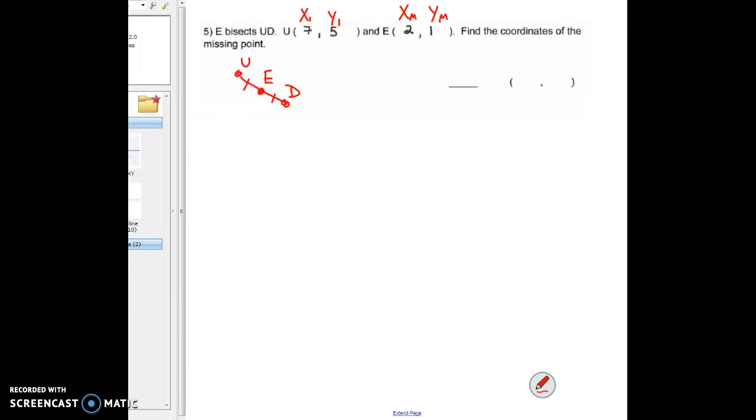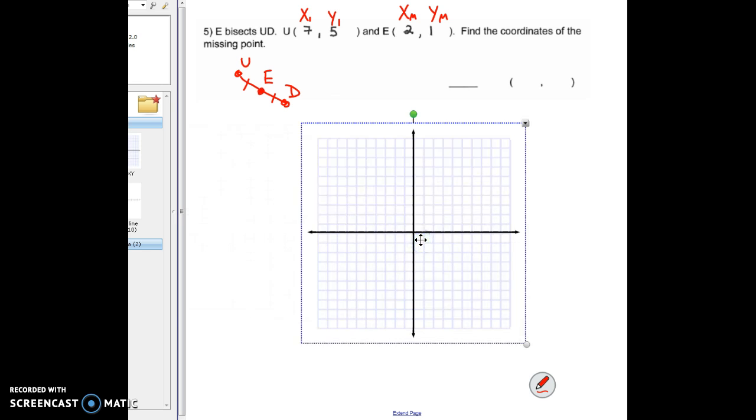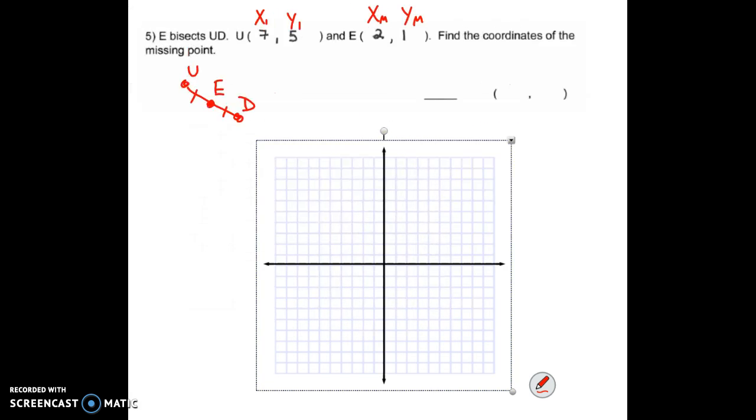You can also graph this one. This is a nice way to do it. I'm going to just bring over a sheet of graph paper. All right, let's just take a look at it. So U is 7, 5. I'm going to go over 1, 2, 3, 4, 5, 6, 7. 1, 2, 3, 4, 5. I'm up here. Cool. E is 2, 1. 1, 2, 1. So this is U. This is E. And this other point, D, has got to be somewhere in this neighborhood, right?